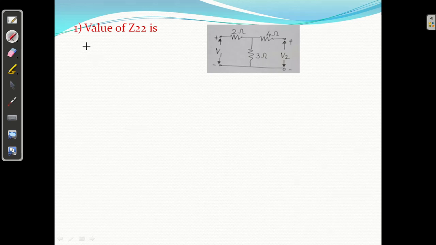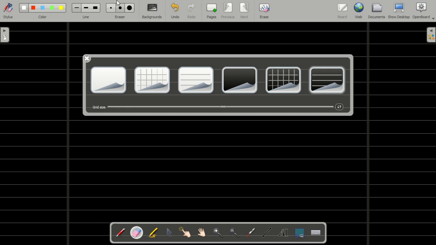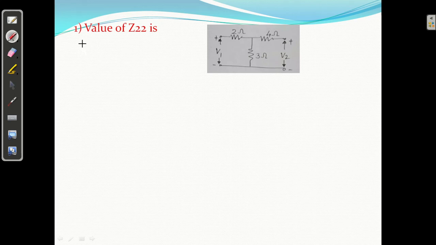So we know the Z parameter, V1 and V2 voltages are represented in terms of I1 and I2: V1 = Z11 I1 + Z12 I2, and V2 = Z21 I1 + Z22 I2. So this is the standard equation of Z parameter.